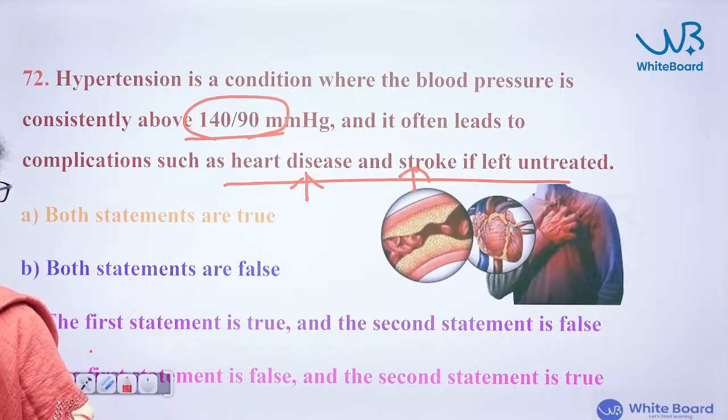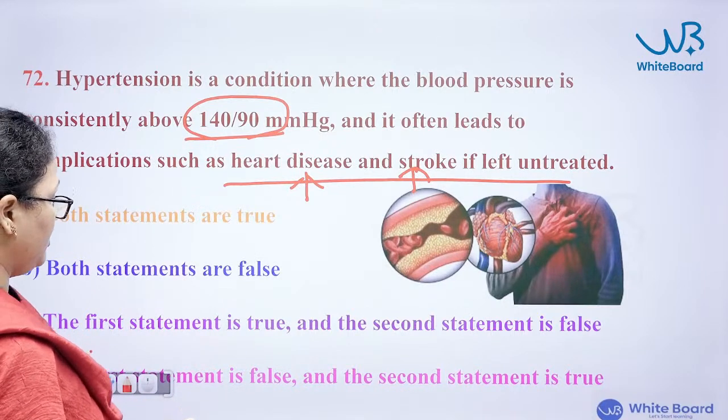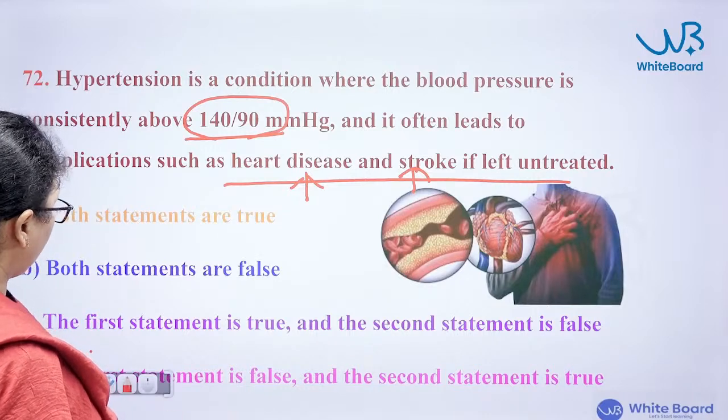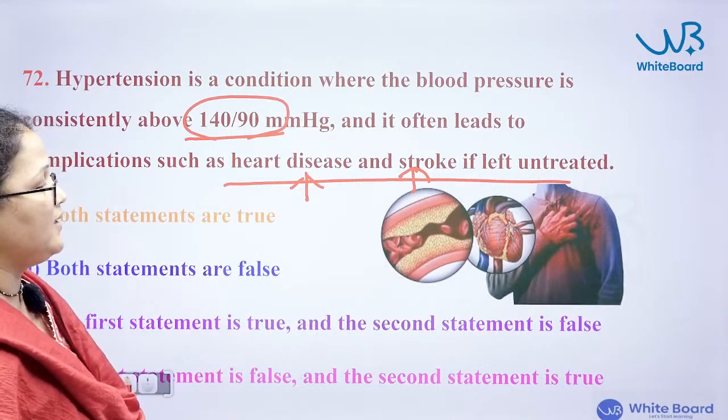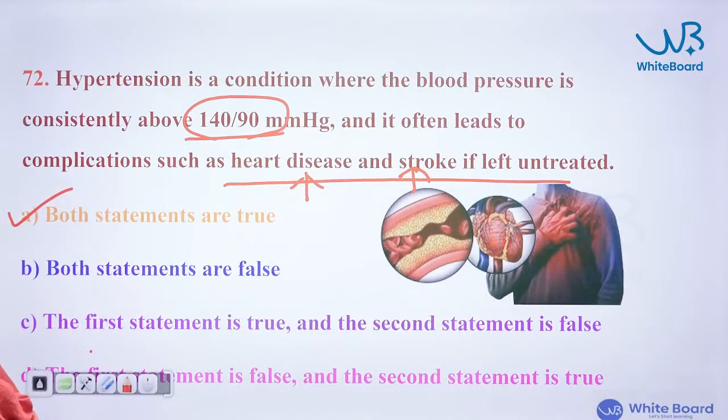So, coming to the options: both the statements are true, both the statements are false, the first statement is true and the second one is false, and the first statement is false and the second statement is true. So, the correct one is option A, both are correct statements.